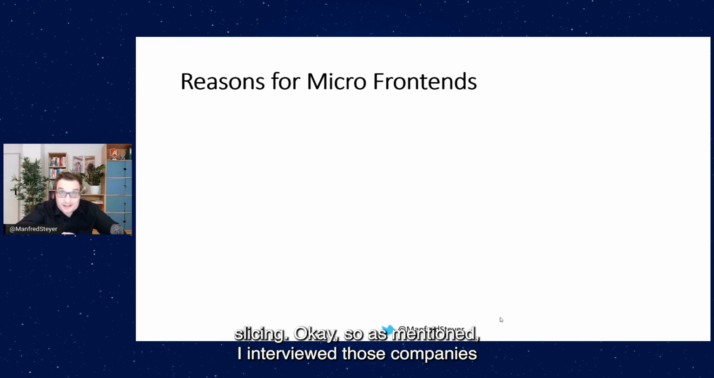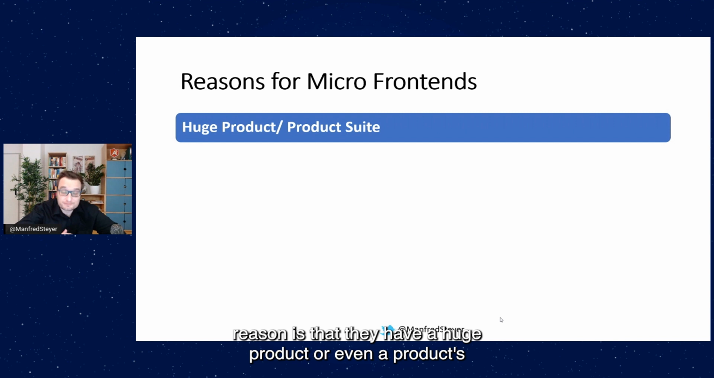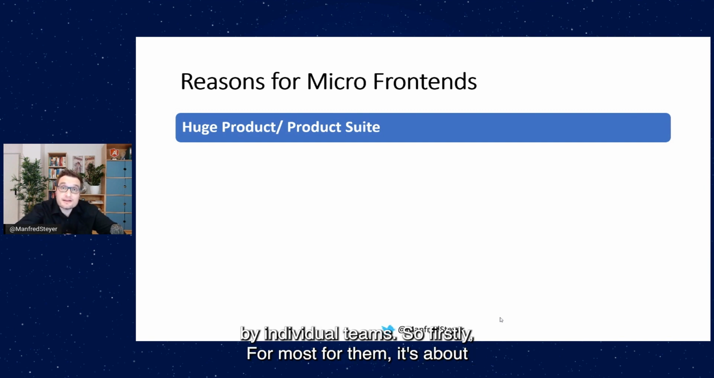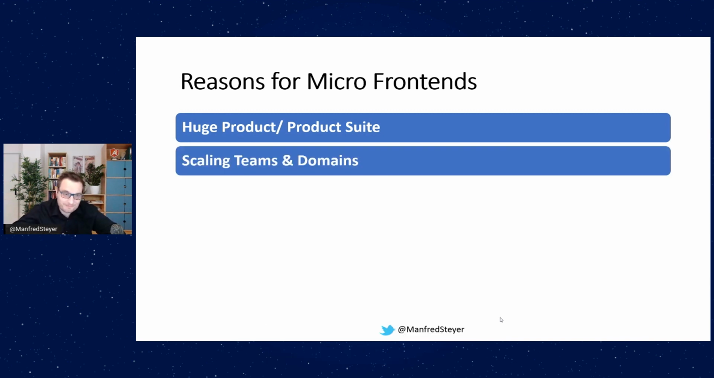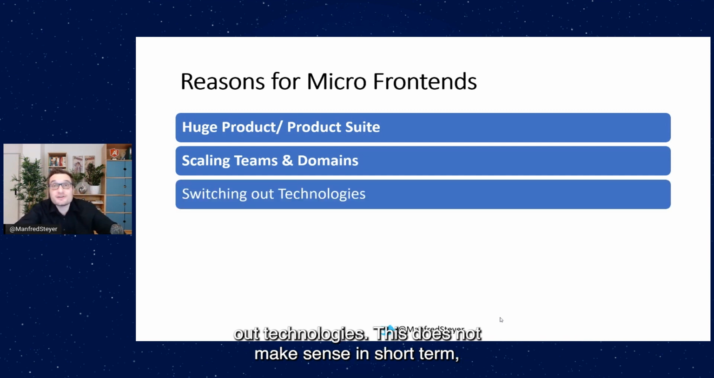Okay, so as mentioned, I interviewed those companies, and one question I asked them was, what have been the reasons for adopting Micro Frontends? And as mentioned before, the main reason is that they have a huge product or even a product suite, and they want to split it into tiny parts that can be developed and deployed in separation, in an autarkic way, by individual teams. So first and foremost for them, it's about scaling teams, isn't it? Scaling teams across domains.